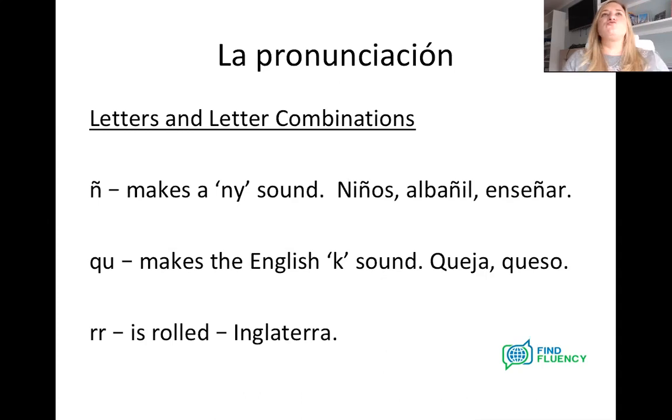Double R, it's rolled around your mouth, okay? So, Inglaterra, Inglaterra, por ejemplo. So, really roll those R's.